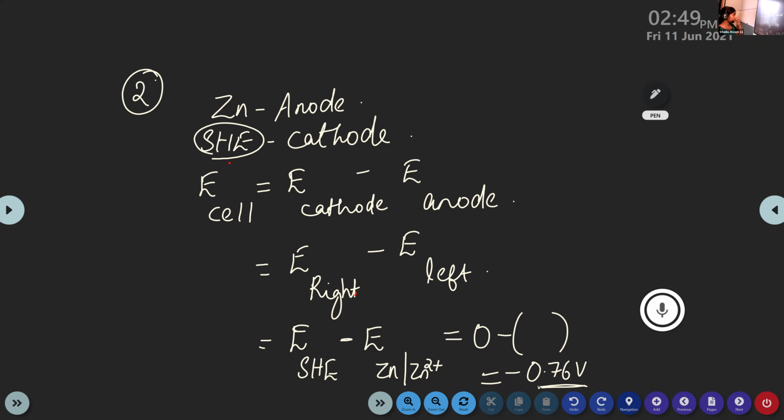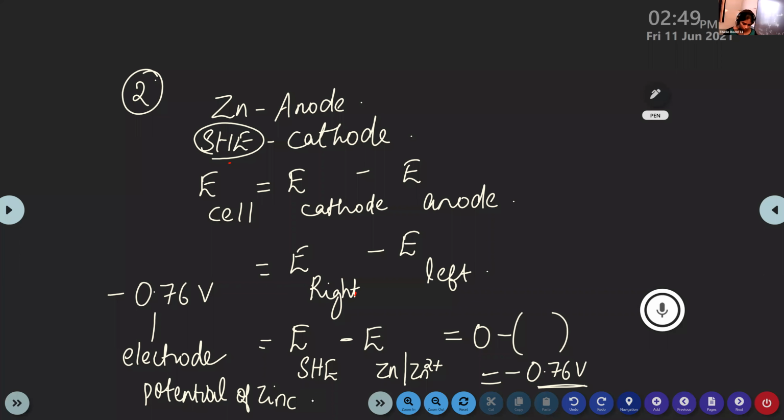In the previous case, we found the electrode potential of copper, that is 0.34 volt. Here the value obtained is minus 0.76 volt. It is the electrode potential of zinc. In this way, we can calculate the electrode potential of all the elements using the standard hydrogen electrode as a half cell.